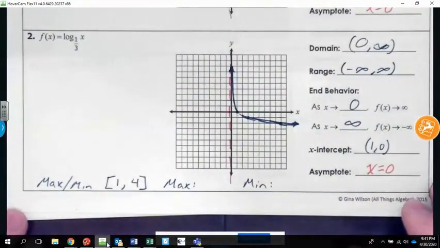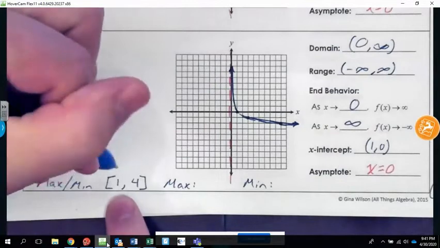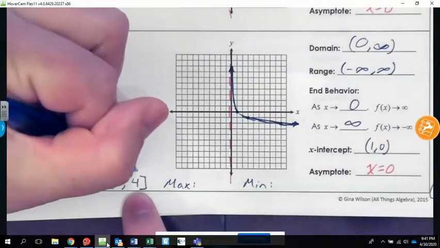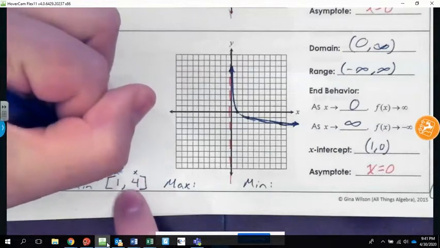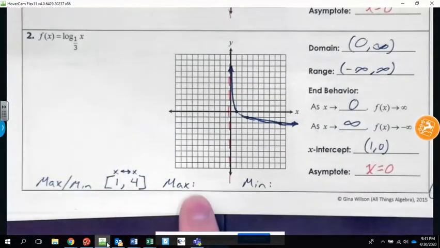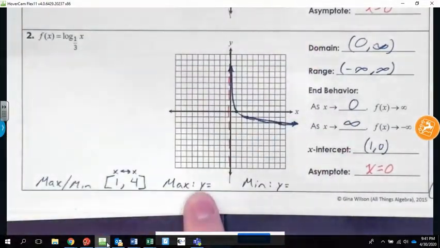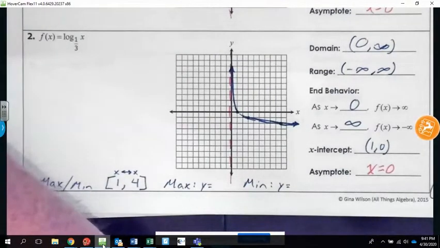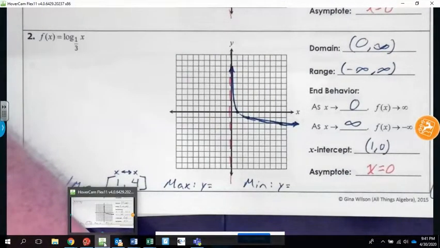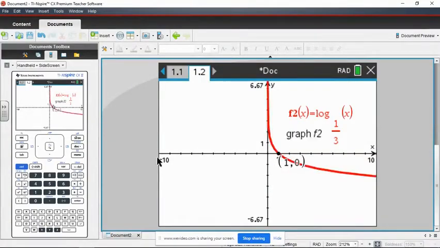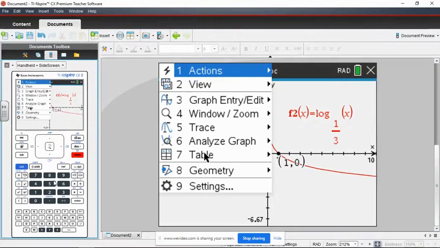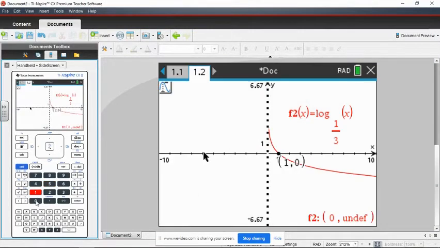The next kind of question I can ask is, what is the maximum or minimum value of this graph between 1 and 4? That means if x is 1, if x is 4, or any number between these two, you have to find out what the maximum y value is. So you're going to say y equals a number and y equals a number. The max is the highest and the minimum is the lowest. So let's go back to the graph and figure out where the highest point is and where the lowest point is. So here, if I hit menu, 5, 1, I just have to put 1.